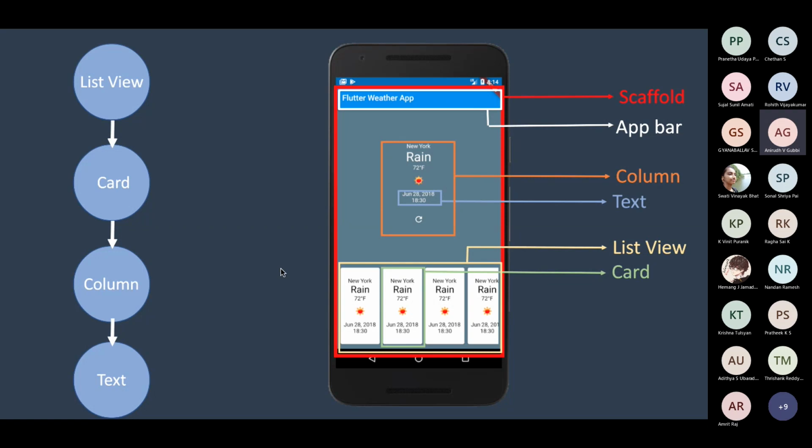So I was saying about the child parent relationship, right? Over here we can say that a list view is the parent of the card widget, and each card has a column, and each column has the text. So I can say that the text is a child of column, is a child of card, is a child of list view. Why do we do this? It's intuitive for us to understand, right? Text will be inside the column, inside a card, inside a list view, and this list view will be inside the body of the scaffold. So it's much easier to understand and write the code. That's why we have this parent child relationship.